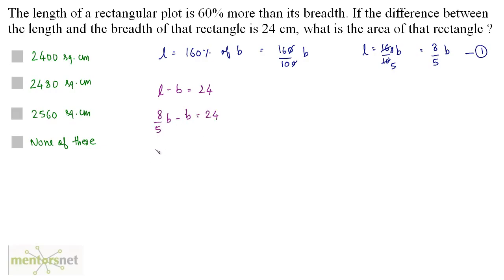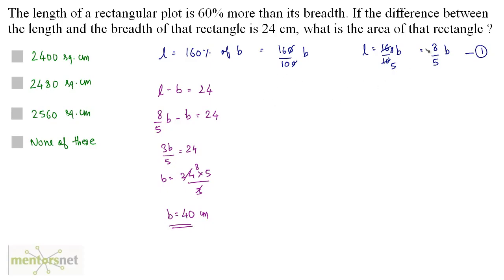So 8 by 5B minus B is equal to 24. So I have 8B minus 5B, and that is 3B by 5 is equal to 24. So B is equal to 24 times 5 by 3. 3 8s are 24 and 8 5s are 40. So B is equal to 40 centimeter. So we've got the breadth. Now we want the length.